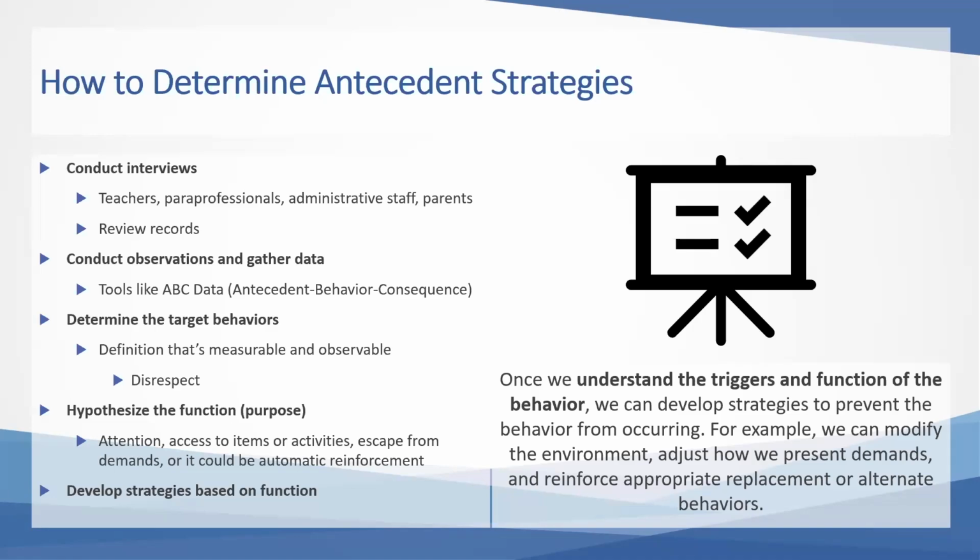So from there, we hypothesize the function or the purpose that behavior is serving the student. This could be attention, access to items or activities, escape from demands, or what we call automatic reinforcement, also known as sensory. And once we understand both the triggers and the function of a behavior, that's when we can develop effective antecedent strategies. So for example, we might modify the environment, adjust how we present the demands, or reinforce appropriate replacement behaviors so that we're preventing the behavior instead of just reacting to it.